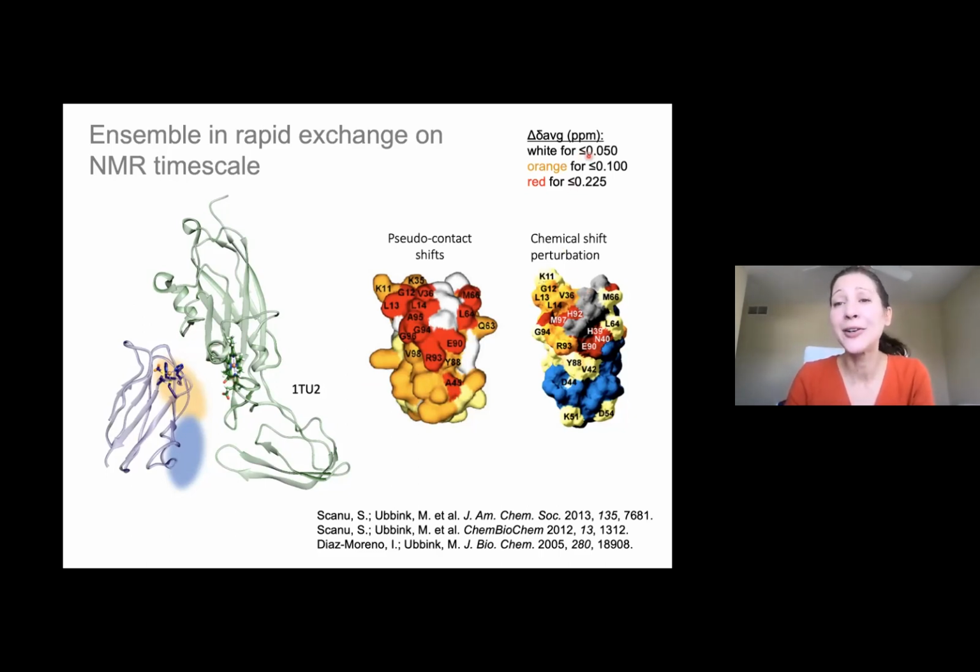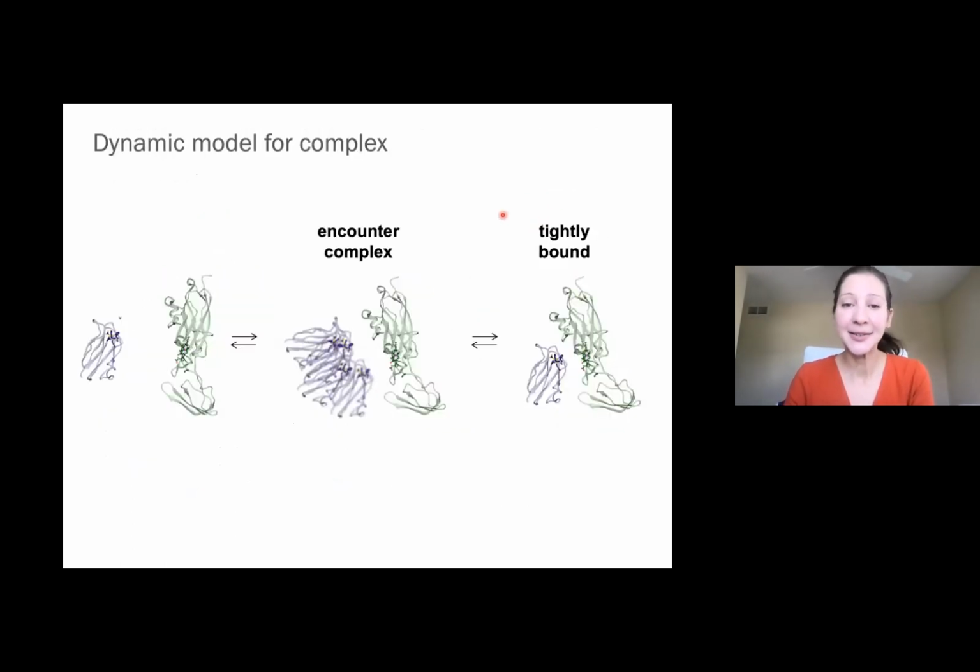But I want to point out, look at the values here. They're tiny. The reason is that it's thought that the majority of the population adopts a loosely bound state, or they sometimes call it an encounter complex. And if it does form a tightly bound state, it's in rapid equilibrium on an NMR timescale. So this is a case where using a technique with a faster inherent timescale would be useful.